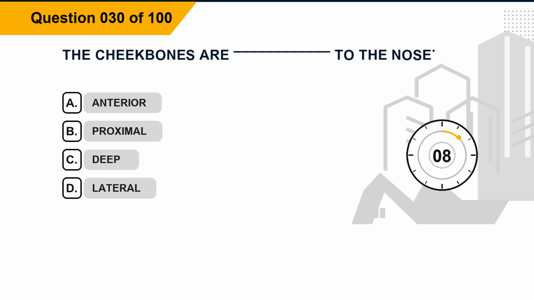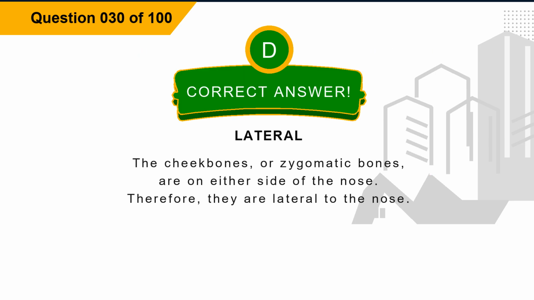Question 30. The cheekbones are blank to the nose. Option A, anterior. Option B, proximal. Option C, deep. Option D, lateral. The correct answer is option D, lateral. Explanation: the cheekbones, or zygomatic bones, are on either side of the nose. Therefore, they are lateral to the nose.